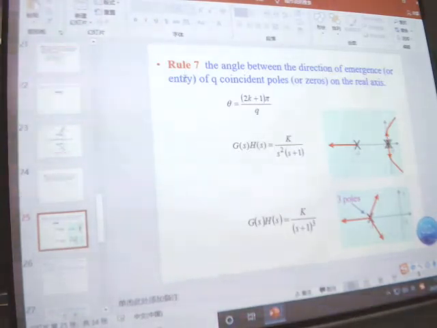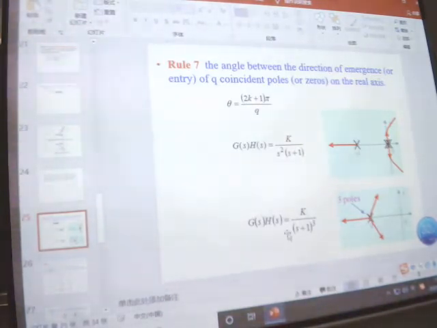Rule 7 is the angle between the asymptotes, or the direction of departure or entry at coincident poles on the real axis. This is theta equal to (2k plus 1) times pi by q, where G(s)H(s) is equal to K by s squared times (s plus 1). And this is the corresponding figure of this theta. And here, G(s)H(s) is equal to K by s(s plus 1)(s plus 1) for another case, and here is also the figure.